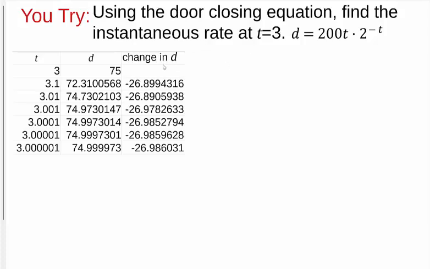Okay, so what I did was use a spreadsheet to make a little table here like you probably could have done. I have D, and change in D, and notice, as we add more zeros, as we get really, really close to 3, the change is about negative 26.986. It's kind of honing in on that, around there. Now, how is it changing negative?